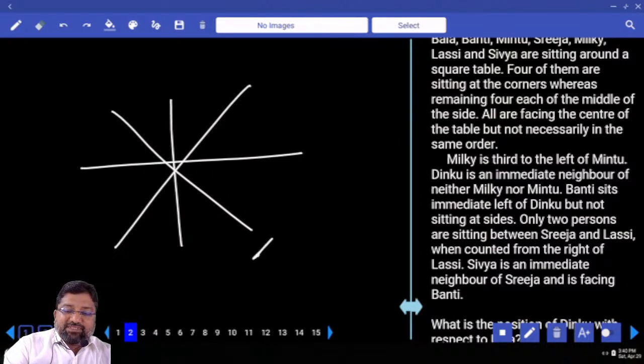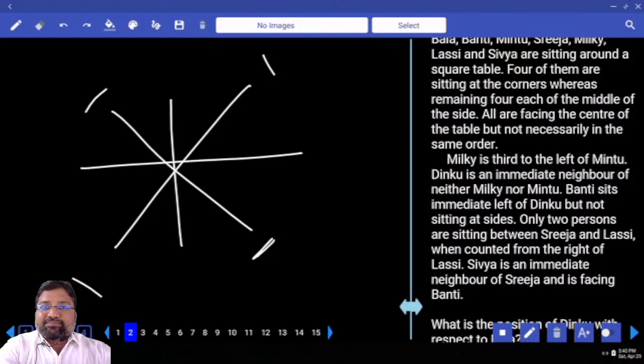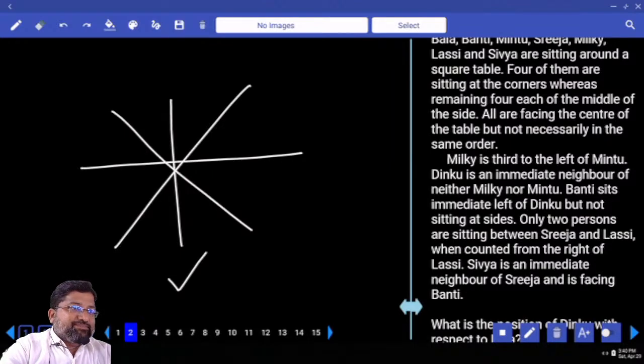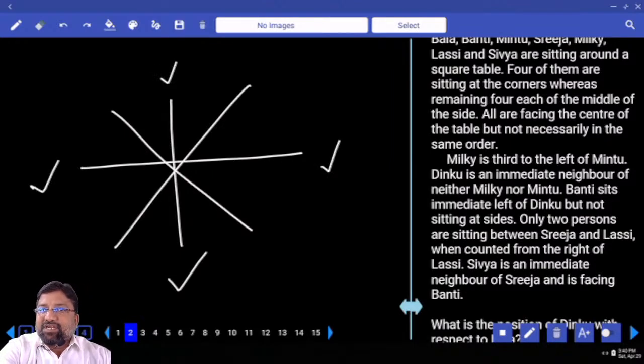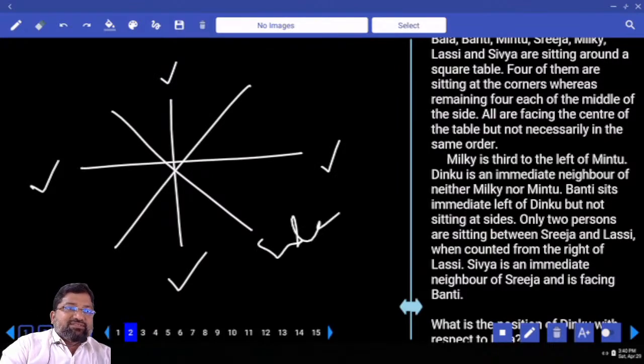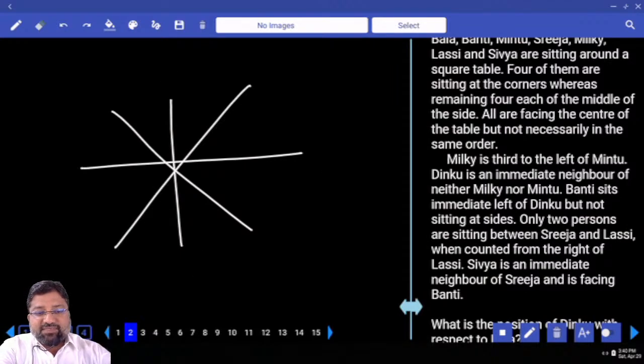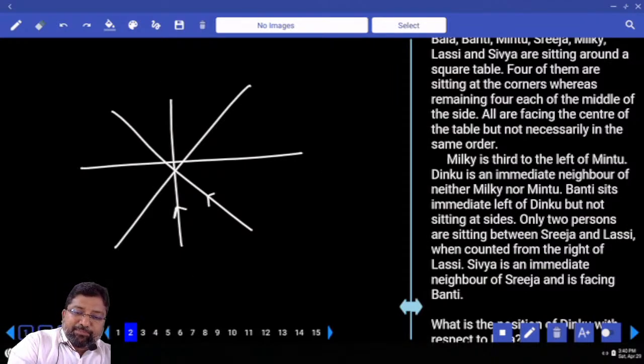For example, if this person is sitting on the side, the alternate will be sides. And if this person is in the corner, the next corner is the alternate position. That will become corners and this will become sides. Is this clear? So let's try to solve this. Everybody is facing inside. What's the first point?